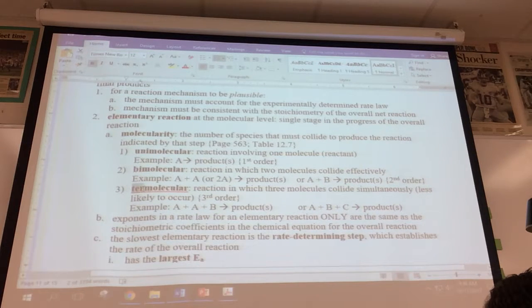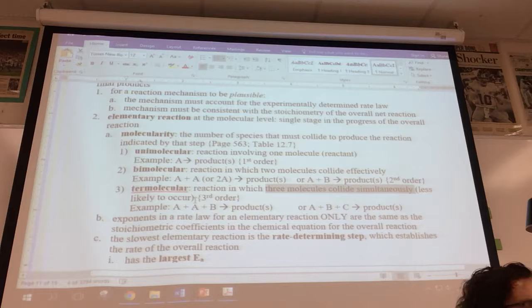Ter means 3, like tertiary structure from biology. We used to talk about primary and secondary structure with amino acid sequence, and then alpha helices. You'd see that in AP Bio. You've got tertiary consumers. Tertiary, though, means 3rd, right? So ter is 3. So termolecular is when you have 3 molecules colliding simultaneously.